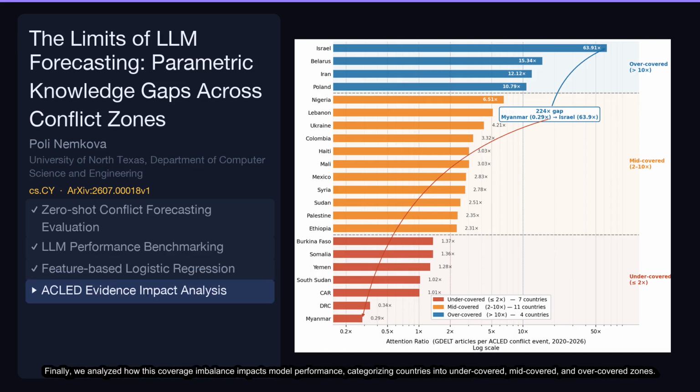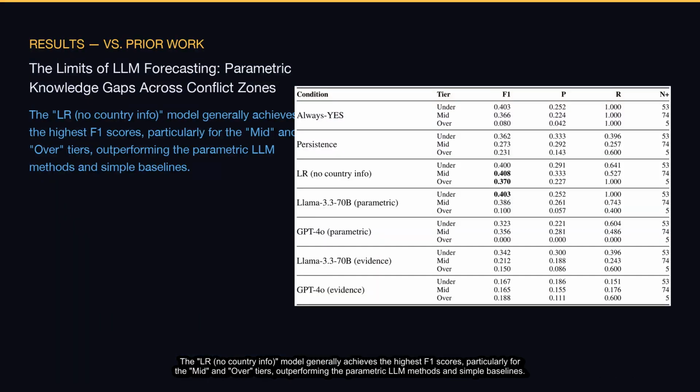Finally, we analyzed how this coverage imbalance impacts model performance, categorizing countries into undercovered, mid-covered, and overcovered zones. We found that providing more structured data to LLMs can paradoxically make their forecasts worse, especially for these undercovered countries at the bottom. The LR, no country info, model generally achieves the highest F1 scores, particularly for the mid and over tiers, outperforming the parametric LLM methods and simple baselines.